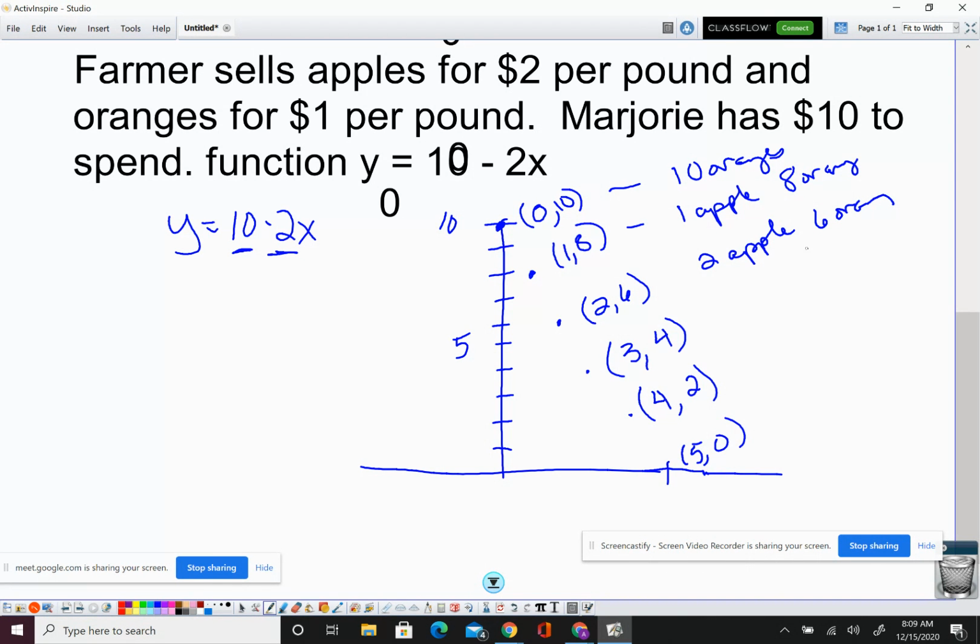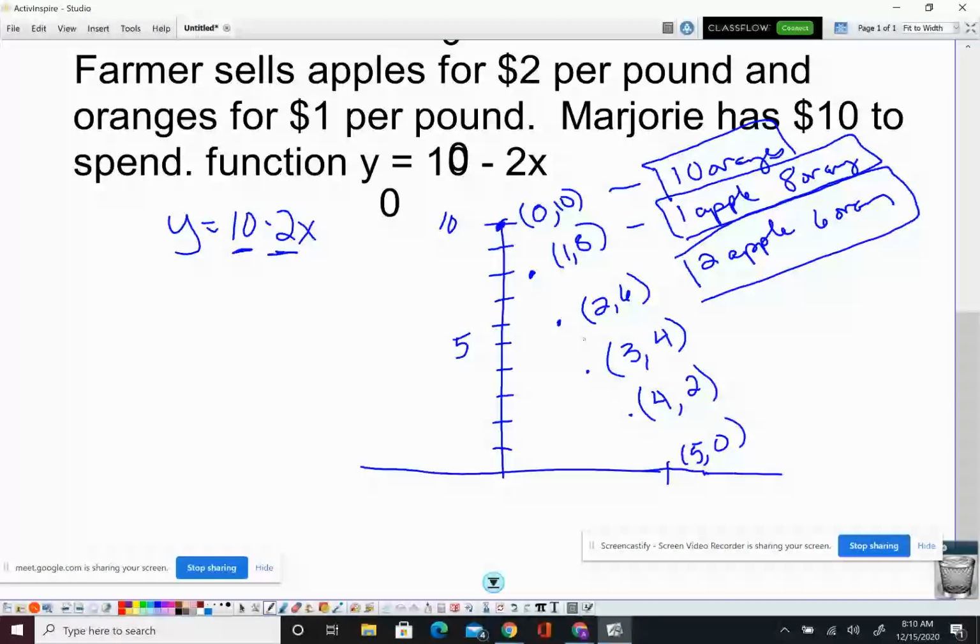So when they ask you to interpret the points graphed, that's what they're asking you to do. Tell us what those points are. Now notice that I did not connect those points with a dot or with a line. And why not? Why did I not connect those points with a line? Okay, I'll tell you why not. These are discrete points.